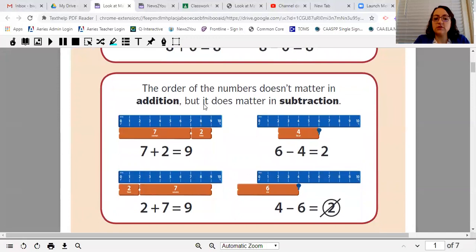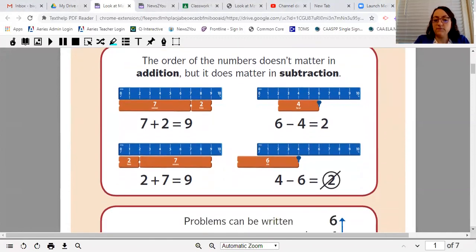So it says here that the order of the numbers doesn't matter in addition, but it does matter in subtraction. So if you have 7 plus 2 equals 9, it'll still be 9 if it's 2 plus 7. But when it comes to subtraction, if it's 6 minus 4, that will equal 2. But if it's 4 minus 6, then all of a sudden you are not going to have the same answer. You're going to have a negative number.